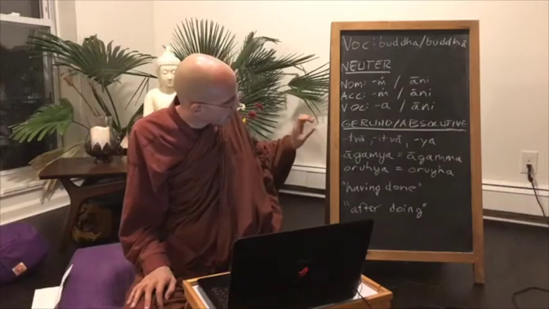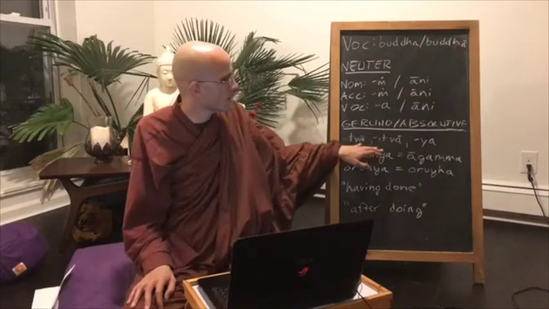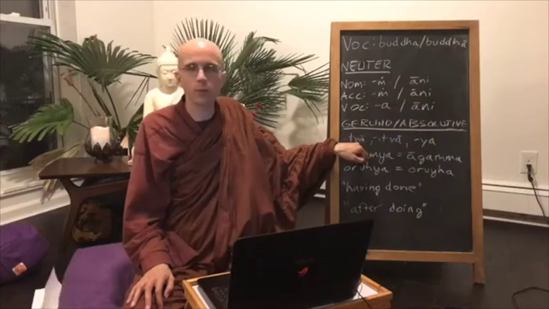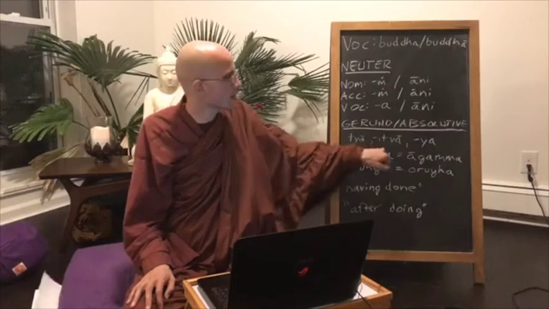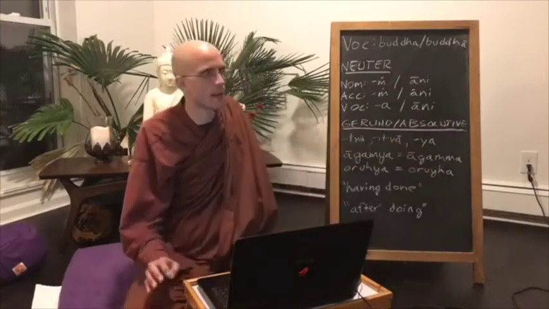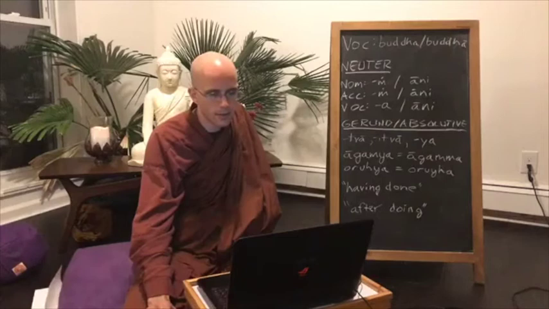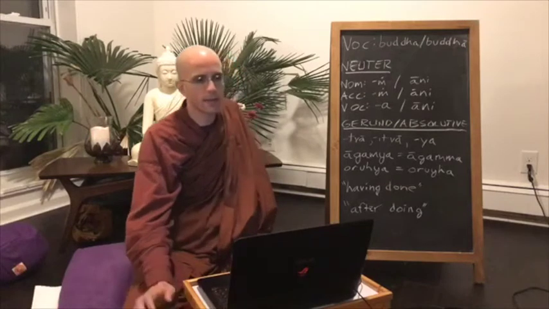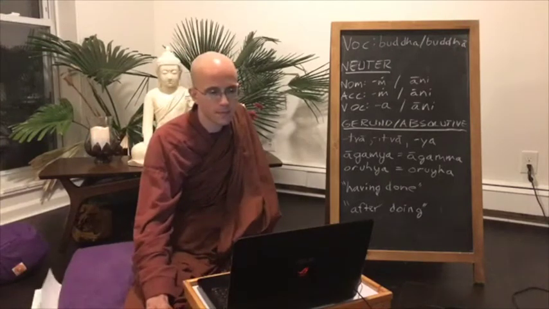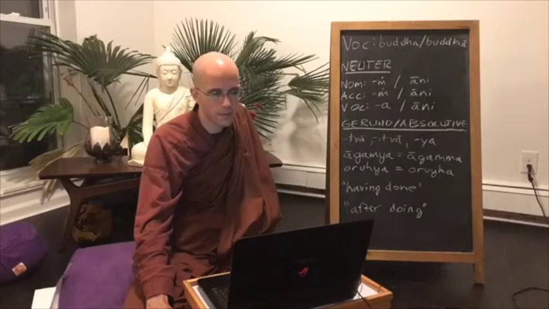Most of the forms that we see are very simple. It's just the root of the verb with one of these suffixes added. Again, you can see several examples in the text. So this is a verb? Yeah. The gerund is a verb form, a particular declension of verbs.